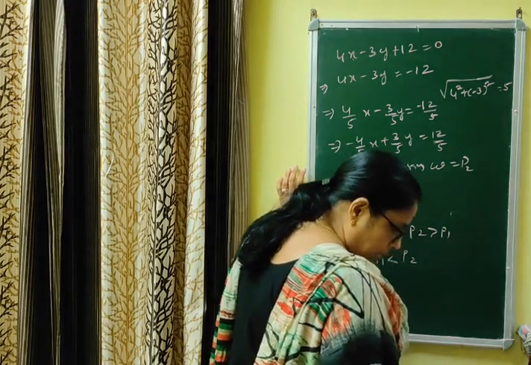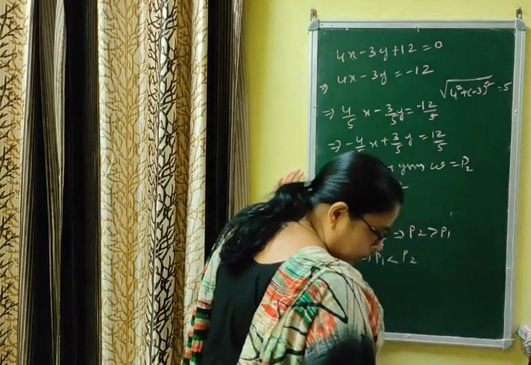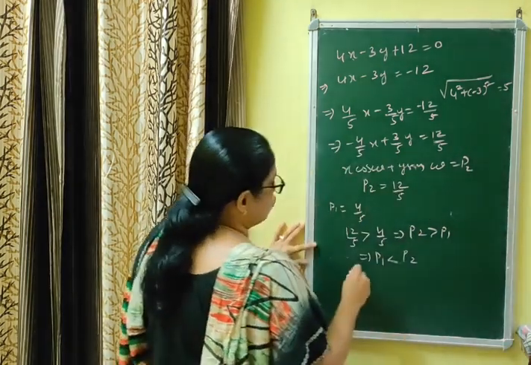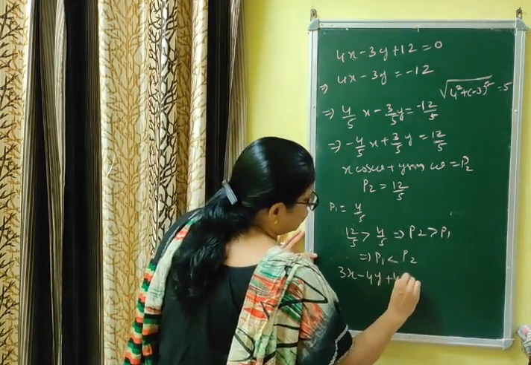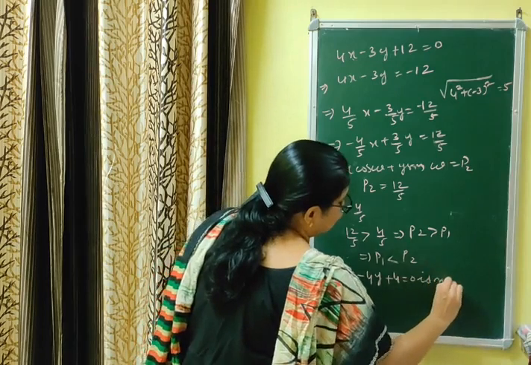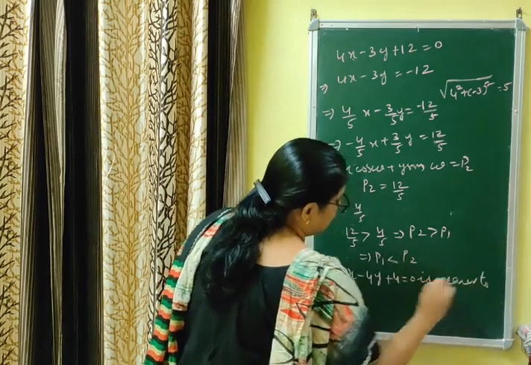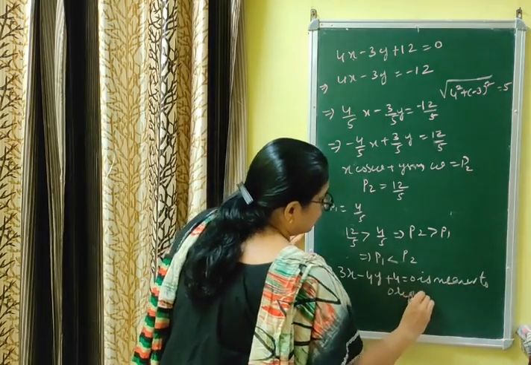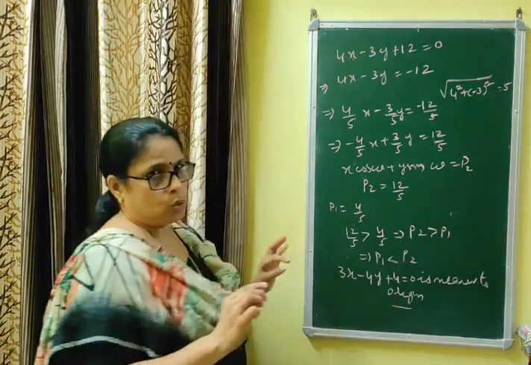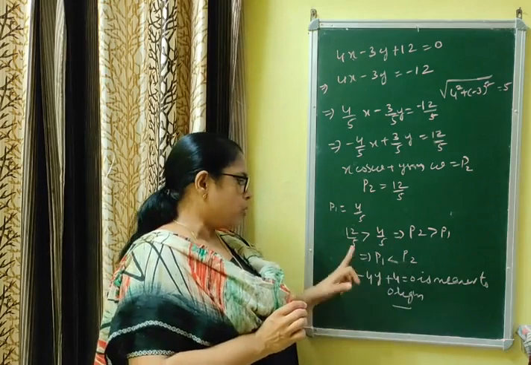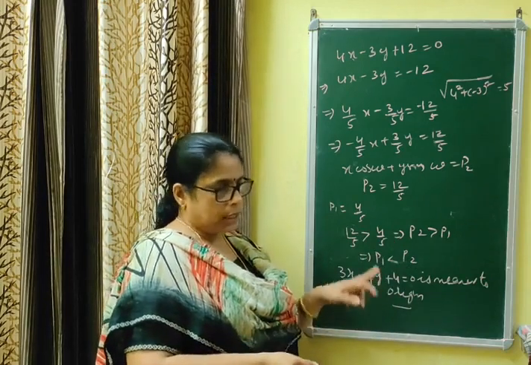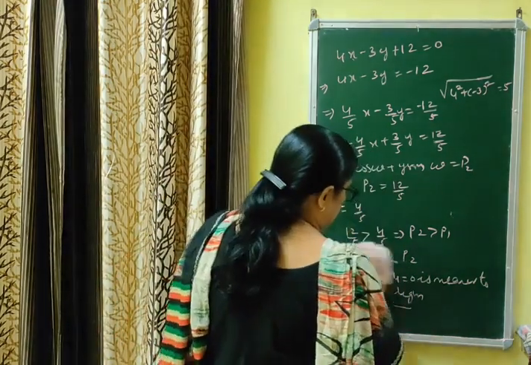So you can say that the first line, what is the first line? 3x minus 4y plus 4 equal to 0 is nearer to origin. Nearer to origin because ये P1 और P2 distance of the line from origin बता रहा है. P1 P2 से कम है, so the first line is nearer to origin than the second one. This is the second question.